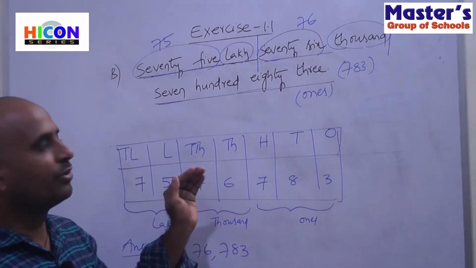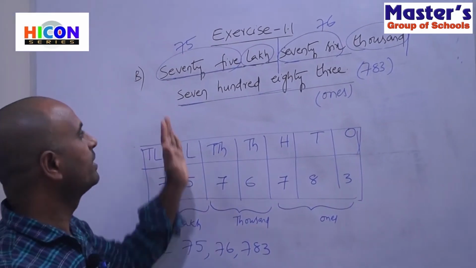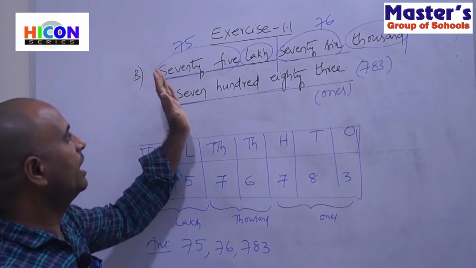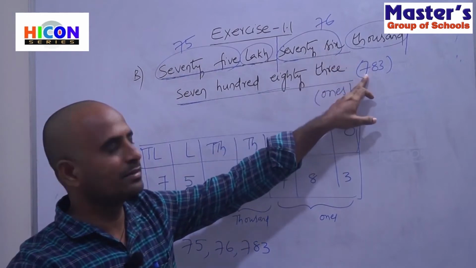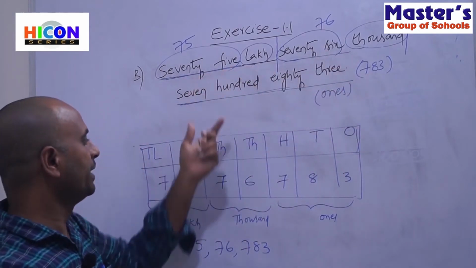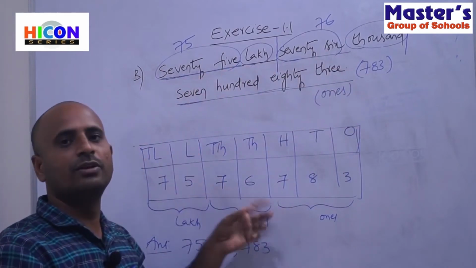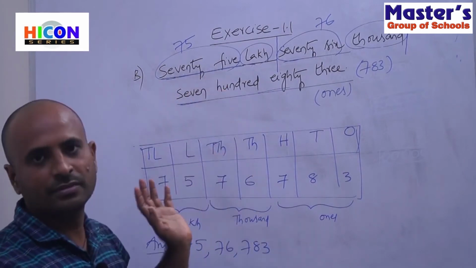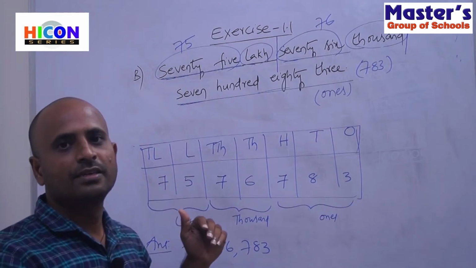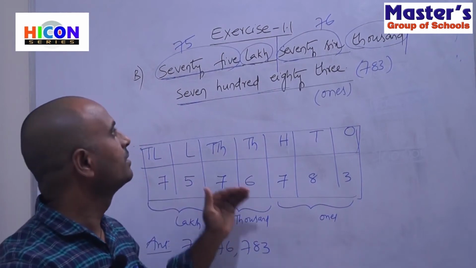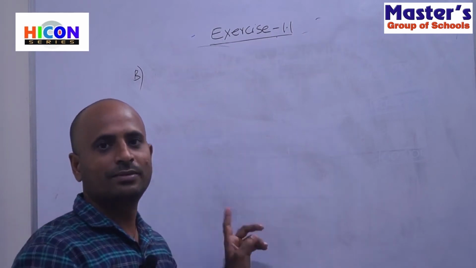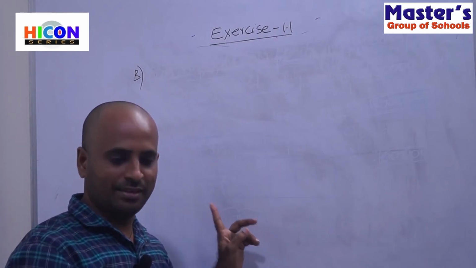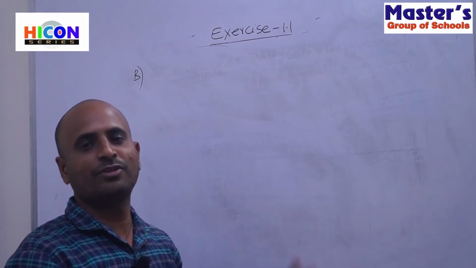In this way, we have to write the number for the given number name. First we divide into periods and insert those periods in the place value chart. Then we will get the number for the given number name. Let us see the next model problem, that is international system of numeration. Okay children, let us see another problem in international system of numeration.